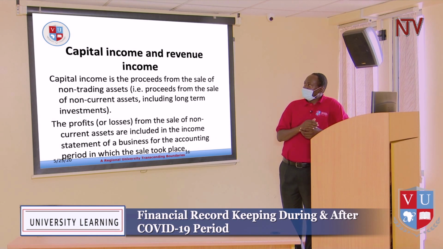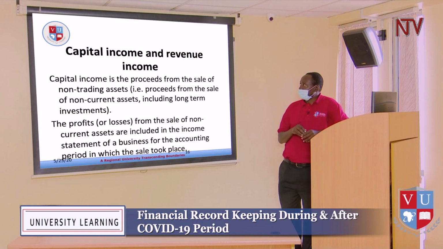So this is very important, to distinguish between the two, capital income and revenue income. And for our small and medium enterprise business owners out there, there is always this mistake to include what you have sold as a non-current asset as part of the income in the income statement. This should not be the case, as we have already explained.